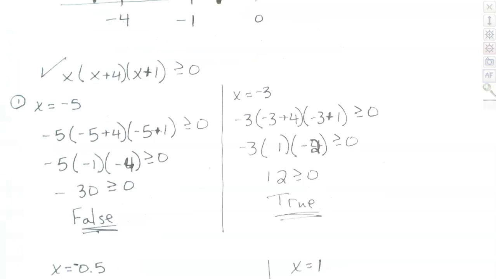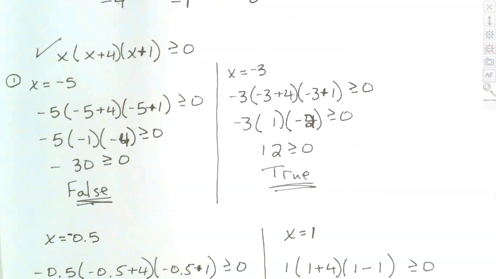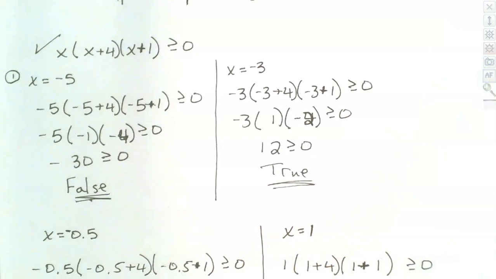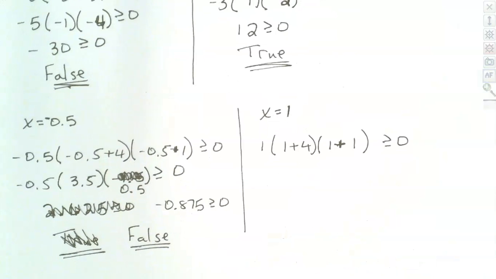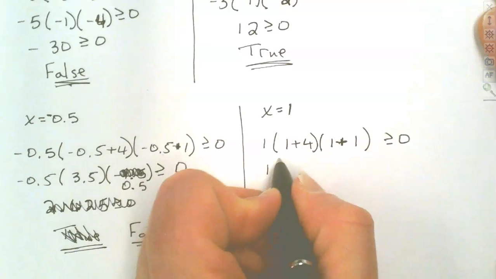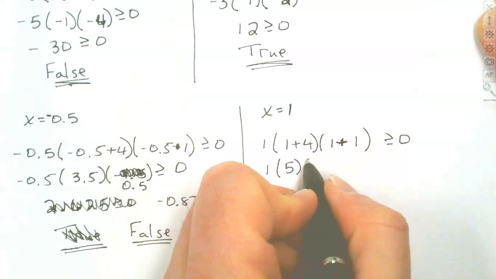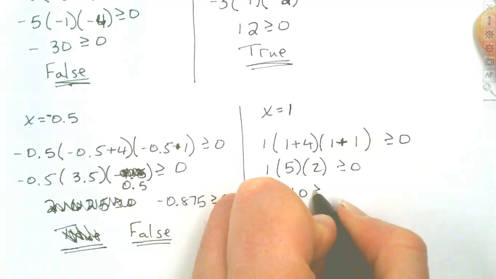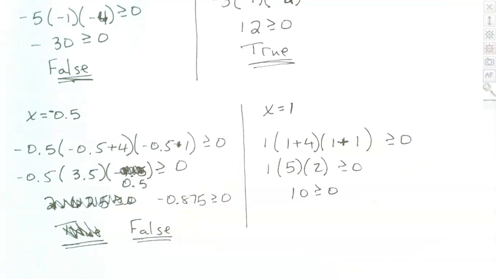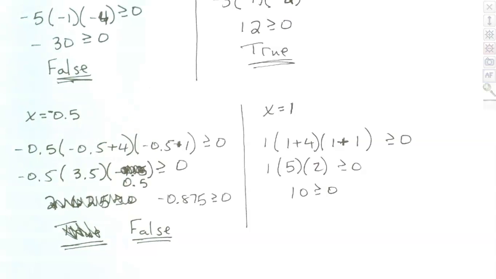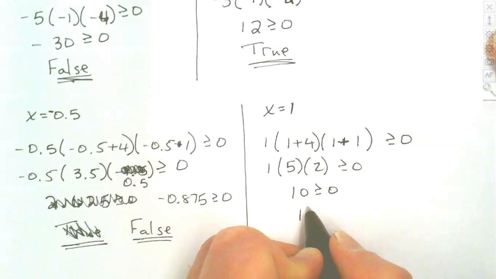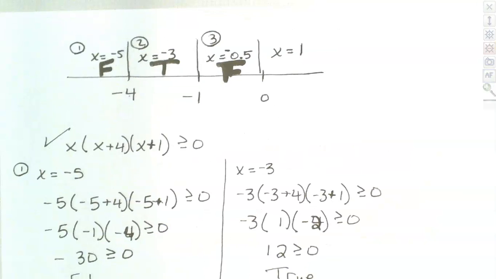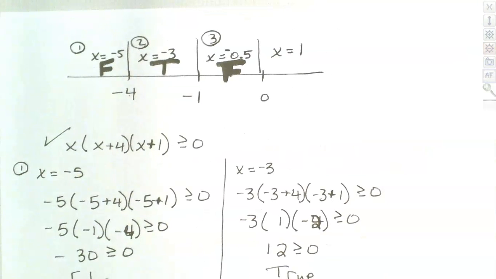And the last one, make sure you switch that sign. If I plug in that 1 on the last one, I have 1 times 5 times 2, and that makes it 10. And is 10 greater than or equal to 0? Yes, it is. So that one's going to be true. Okay, so that makes that region then true.